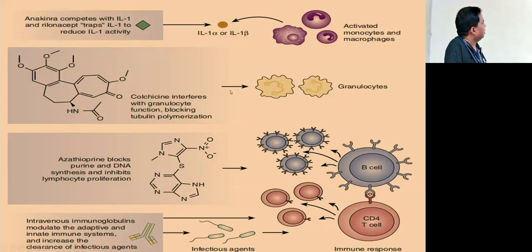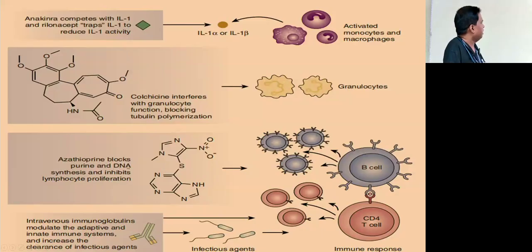So in the inflammation, as we know, activated monocytes, macrophages, granulocytes, T cells, B cells are activated. So to inhibit this, only these drugs are tried. Colchicine actually interferes with the microtubules. It blocks the tubular polymerization, and in that way it reduces the inflammation.